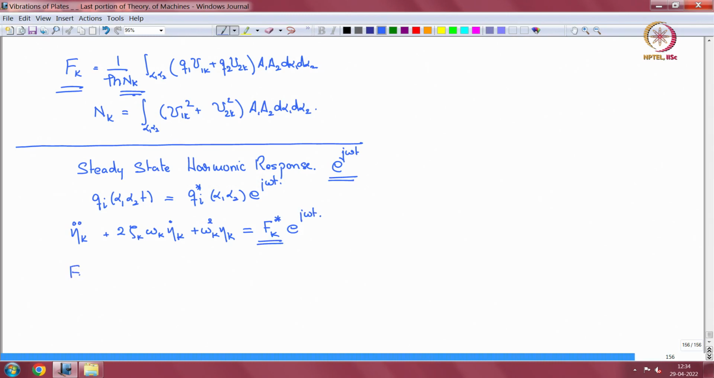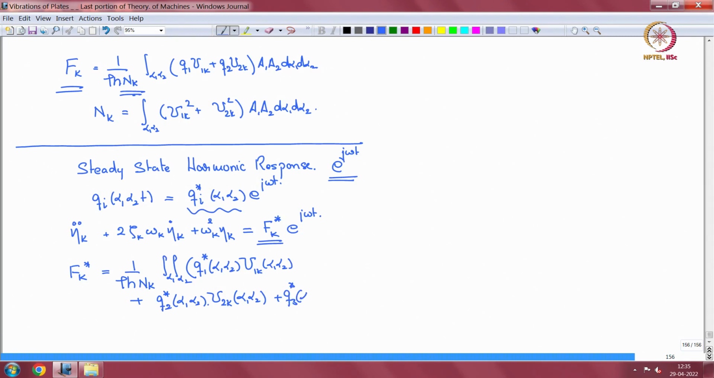Now F_k star is just a number, which is 1 over rho h N_k, and it contains integrals of the spatial component of the forces: Q1 star (alpha 1, alpha 2) U1k (alpha 1, alpha 2) plus Q2 star (alpha 1, alpha 2) U2k (alpha 1, alpha 2) plus Q3 star (alpha 1, alpha 2) U3k (alpha 1, alpha 2), integrated over the surface with A1 A2 d alpha 1 d alpha 2.